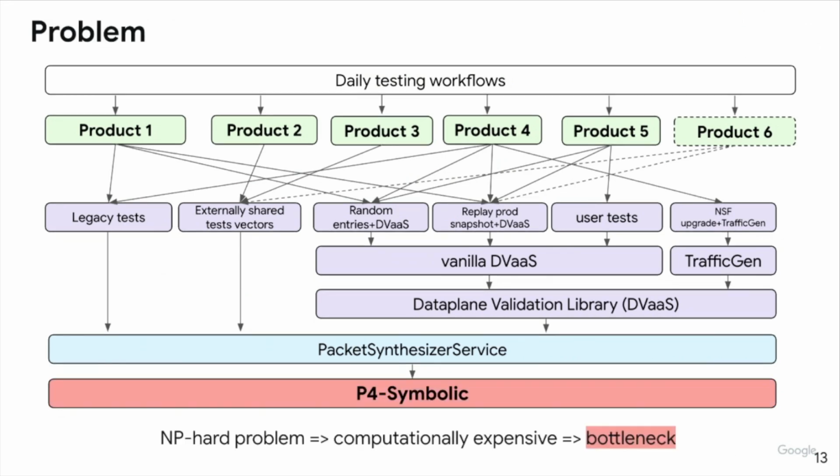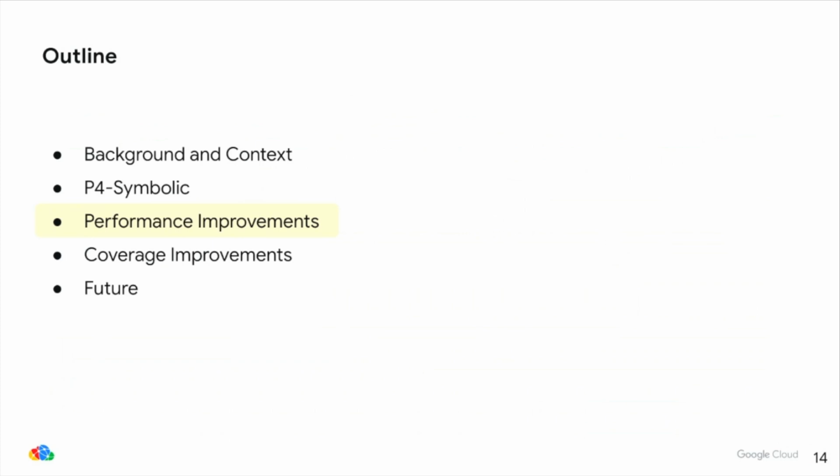So that makes a bit of a challenge for us, because the types of problems that P4 symbolic is trying to solve, symbolic execution and SMT solving, are all NP-hard problems, and so they're very computationally expensive. If you're not careful about performance, P4 symbolic can easily become the bottleneck of all of these testing efforts that we have, and at times it has become the bottleneck. So that prompted us to spend some time and resources on improving the performance of P4 symbolic, and Meghana will talk about some of these ideas.